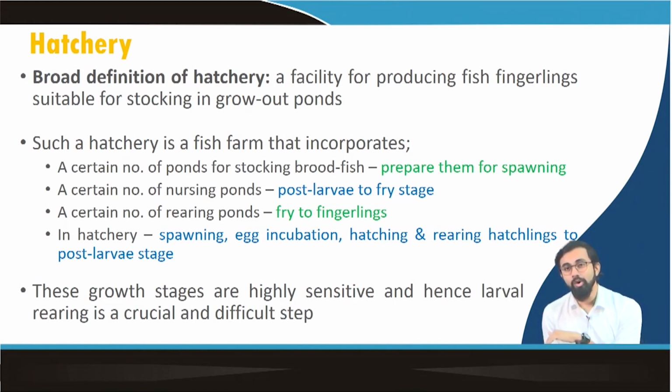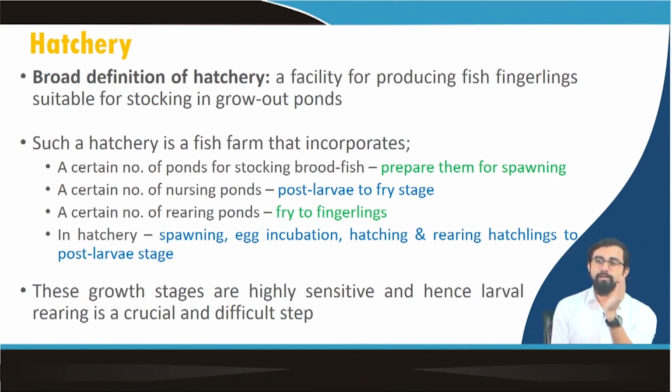Once they are in the grow out pond, it's not a matter of the hatchery anymore. Then it's a completely different sector, with completely different fundamentals that we normally provide. That's the other part of the designing of a farm. In this lecture material, we'll only be discussing the hatchery. In the hatchery, we do spawning, egg incubation, hatching, and rearing from hatchling to post-larval stage. All these things happen in the hatchery, especially in the broodstock ponds.